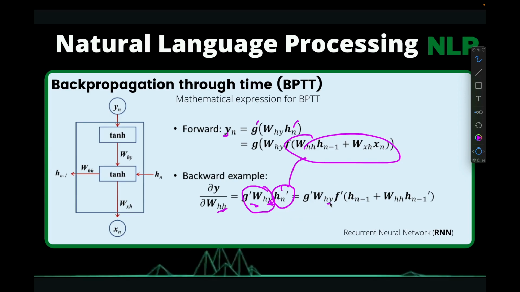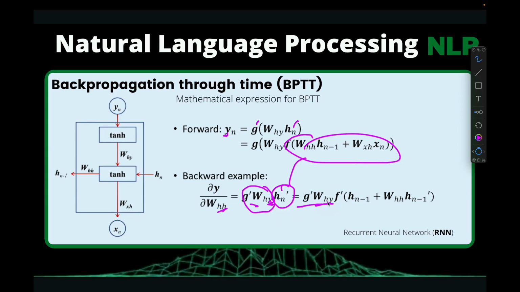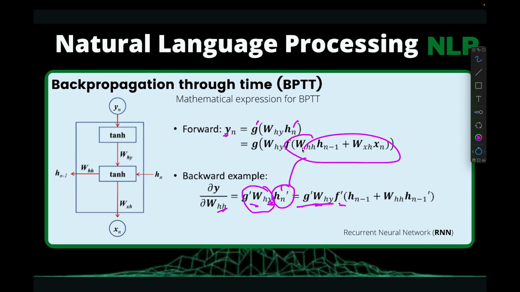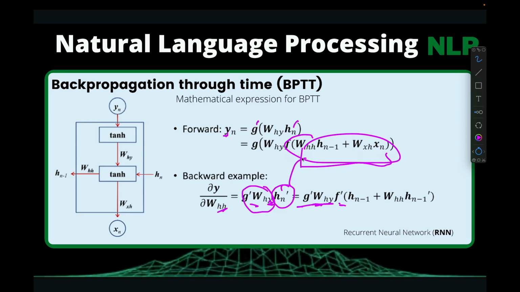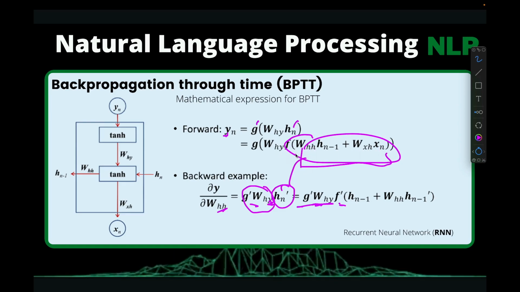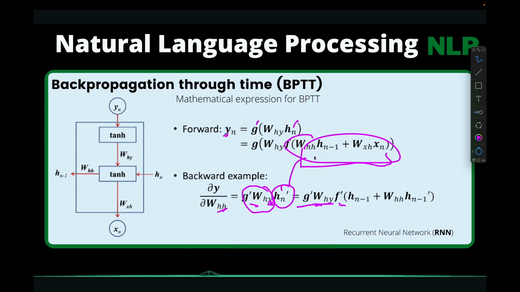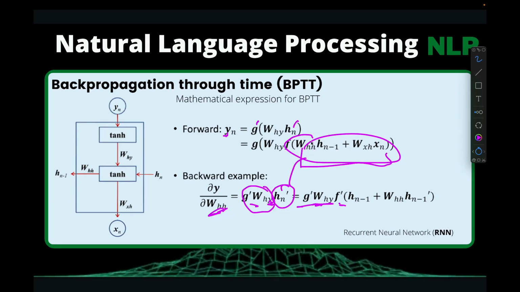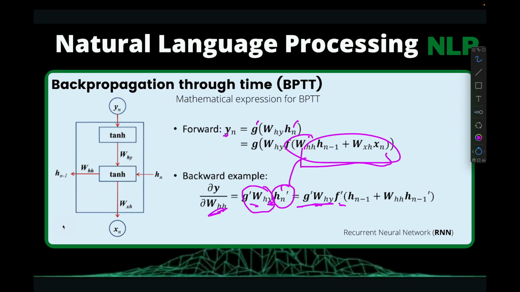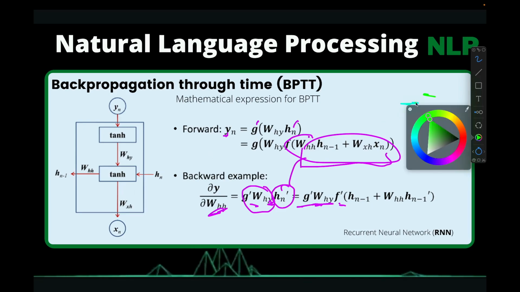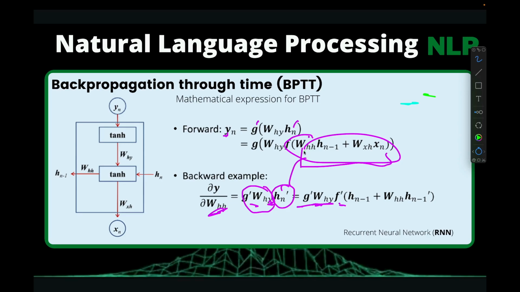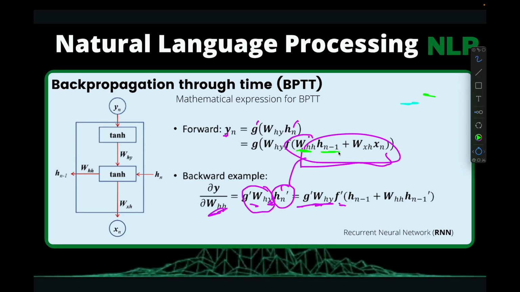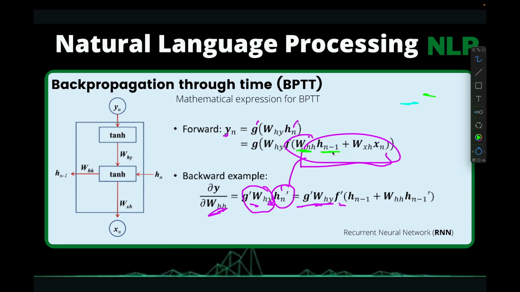So the derivative of y is here, and now we need to find the derivative of whatever is in the bracket. In the bracket we are doing the derivative with respect to Whh. Don't forget whatever we have here. This is a product, a product of Whh and hn-1. That is what it is.